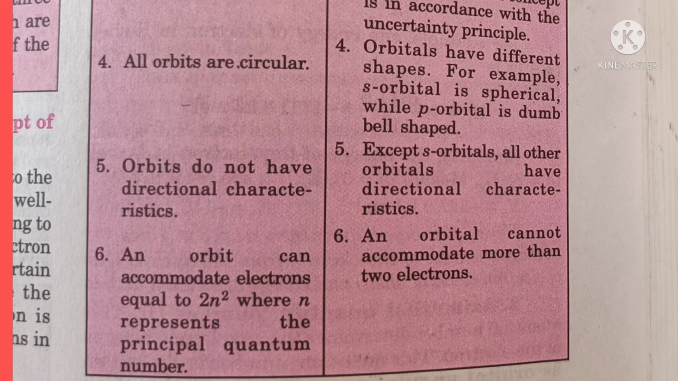Orbits do not have directional characteristics. Except s orbitals, all other orbitals have directional characteristics. An orbit can accommodate 2n square electrons maximum. An orbital cannot accommodate more than 2 electrons. This is the difference between orbit and orbital.